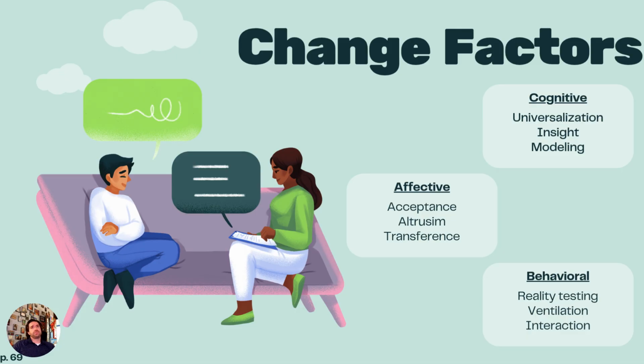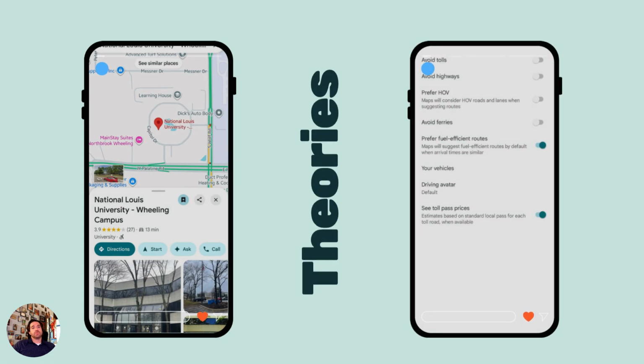So if we look at different change factors, we have cognitive, right? Universalization, insight, modeling, affective, acceptance, altruism, transference. Transference is really interesting when you see a young kid do it. It's pretty interesting. That's all I can say. And then behavioral, reality test, ventilation, interactions with us.